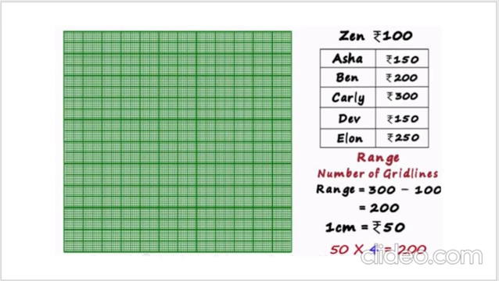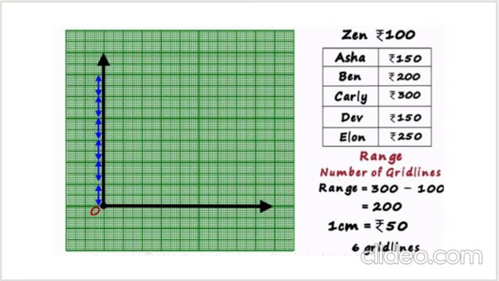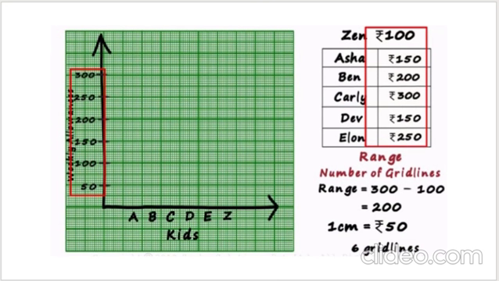Correct? And I have the key that 1 centimeter is 50 rupees. So 50 into 4 gives me 200. So how do I construct the bar? I'll draw my xy axis. Then I'll write the kids: Asha, Ben, Carly, Dev, Elon and Zen. And I'll write the markings 50, 100, 150, 200, 250, 300. Why am I doing this? Because 1 centimeter is 50 rupees, so I can write that key.